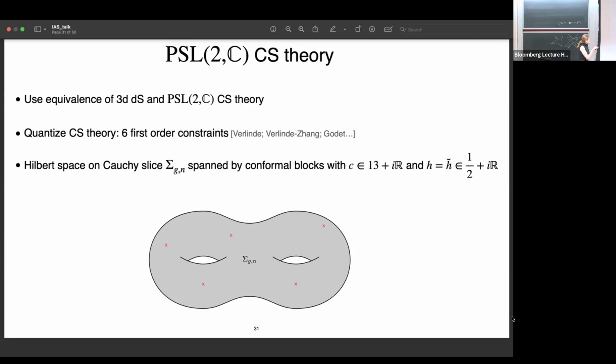But in the Teichmüller formalism, these first order constraints are solvable, and actually Hermann has done this for us in 2 papers. And what we find is that the Hilbert space of this Cauchy slice is spanned by conformal blocks. So a product of left and right moving conformal blocks, for example, with charge 13 plus iλ, and the punctures need to have conformal dimension 1/2 plus iλ. So the punctures look like they represent the principal series in PSL(2,R). This is pretty cool because we basically uncovered again this 13 plus iλ and exactly these values for the punctures that we've seen before in the string amplitudes.